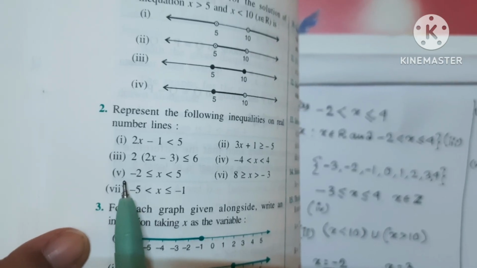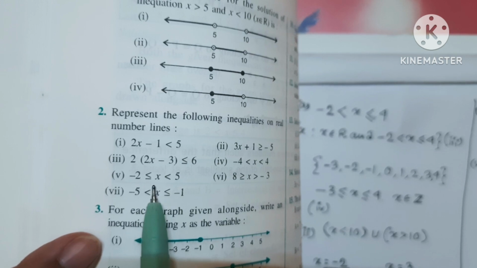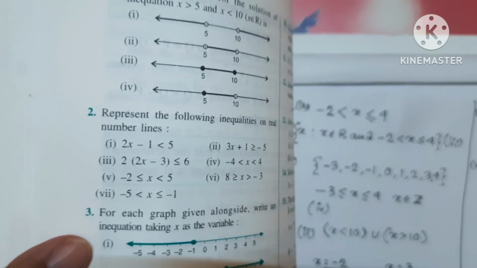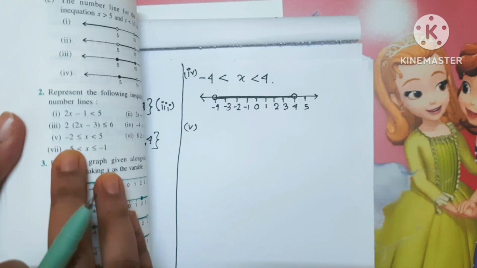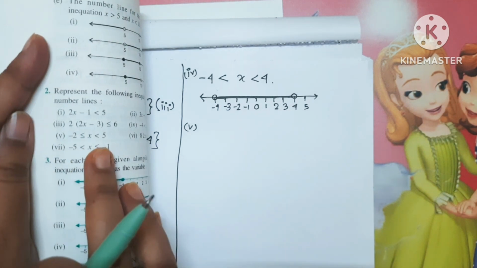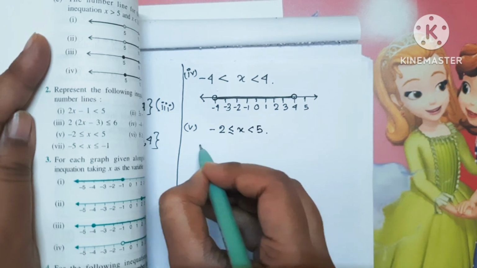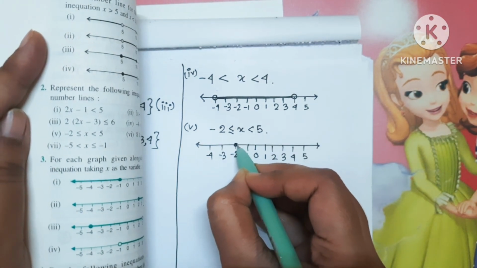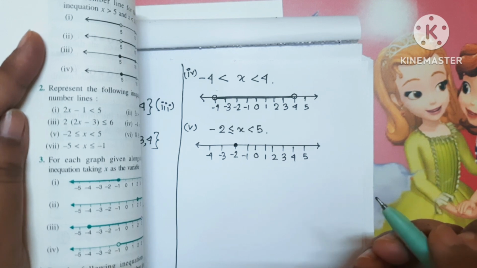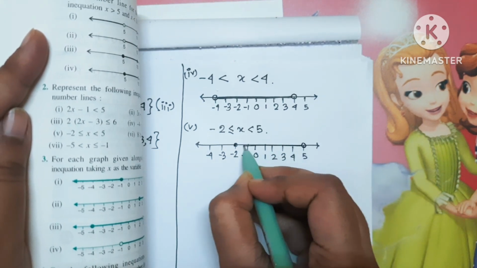Question number 5 under 2. Minus 2 less than or equal to x less than 5. So how will you draw it? See the question: minus 2 less than or equal to x less than 5. At minus 2 there will be a closed, darkened circle, and at 5 there will be a hollow circle, and you have to join this line.